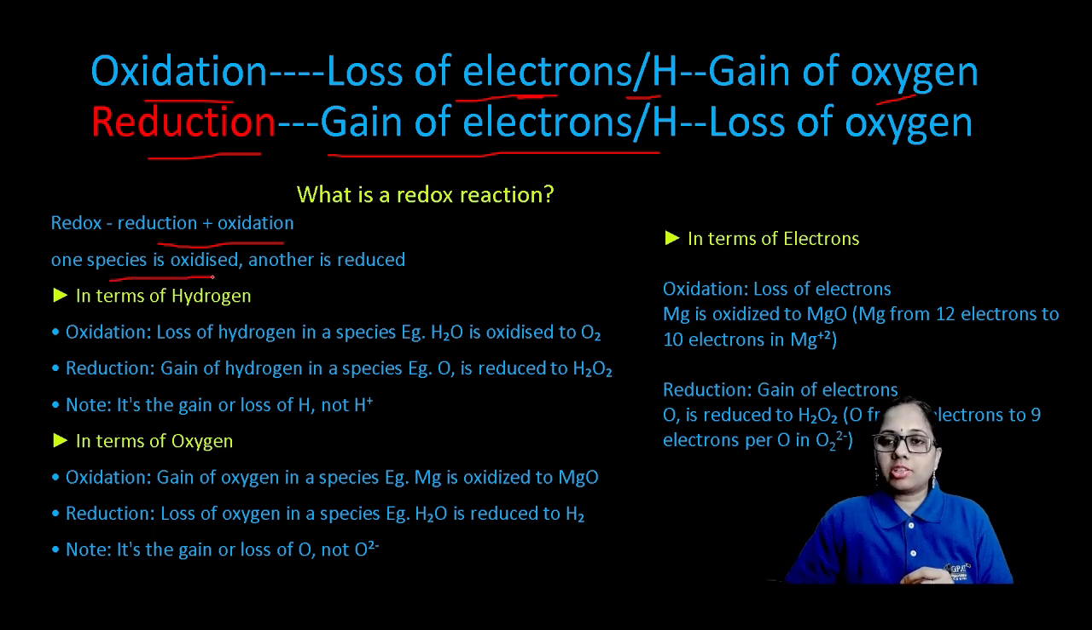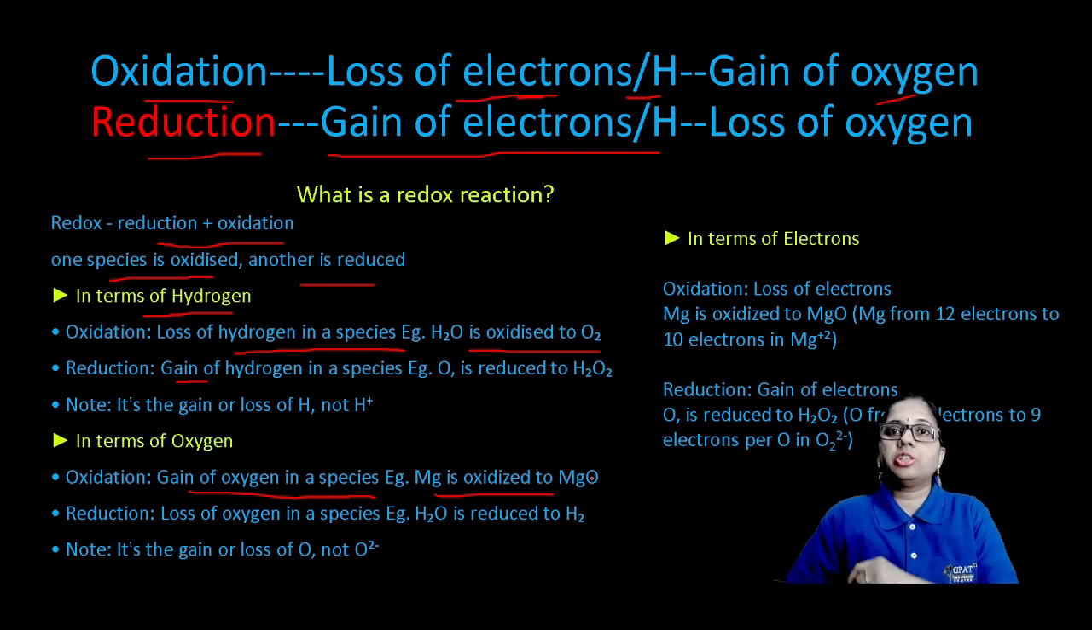One species is oxidized and another one is reduced. In terms of hydrogen, oxidation is loss of hydrogen in a species. Example, H2O, that is water, is oxidized to O2. In terms of oxygen, it is gain of oxygen in a species. So, loss of hydrogen or gain of oxygen. Example, magnesium is oxidized to magnesium oxide, MgO. That means O is additionally added. Oxidation means taking oxygen, right?